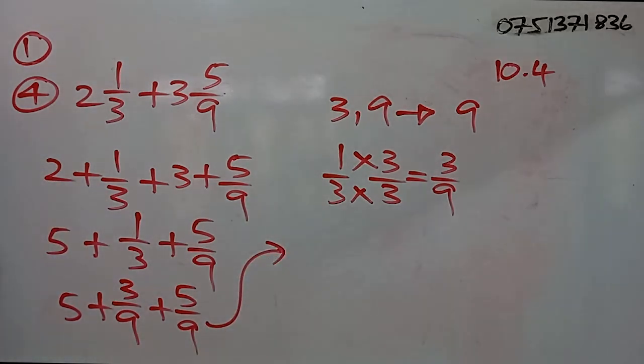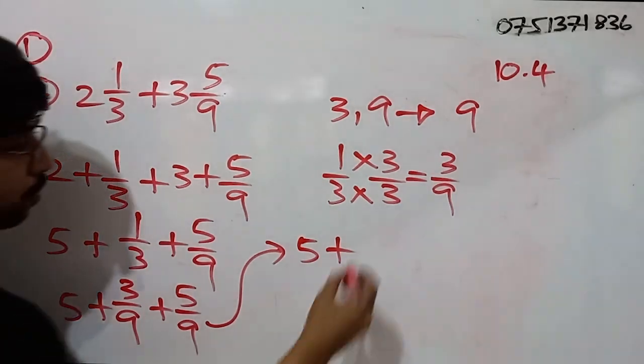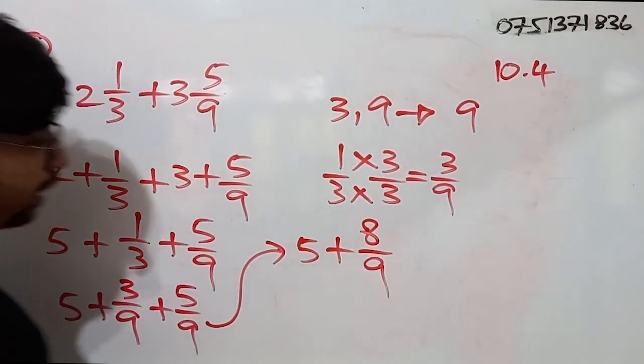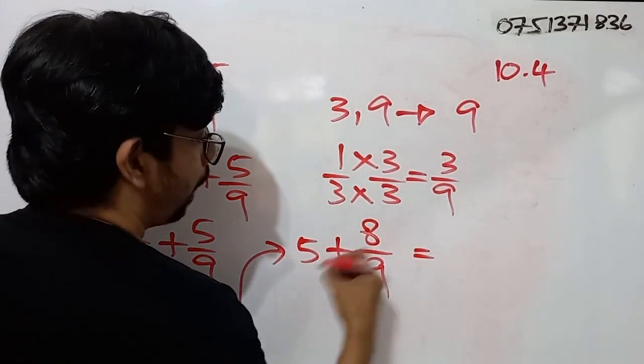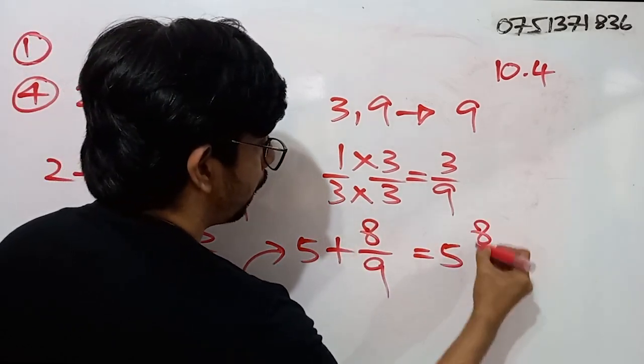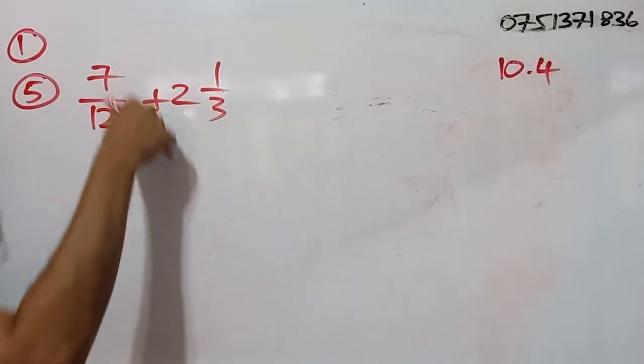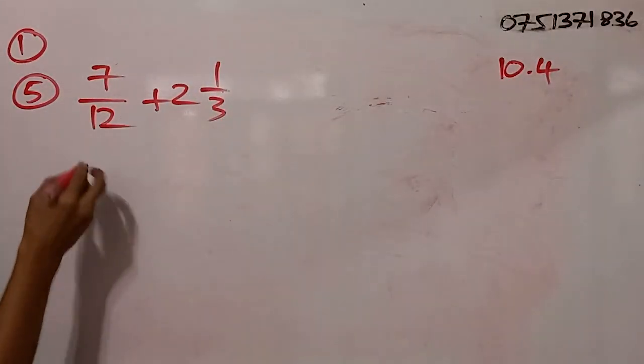So I'll continue on this side. So that means what? 5 plus, I can simplify these two fractions. So what will it be? 8 by 9. Now I can write this addition as what? 5 and 8 by 9. So this is the answer. So this fraction I will rewrite as what? 2 plus 1 by 3.